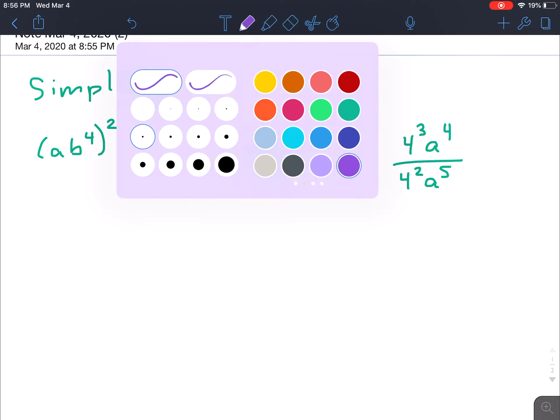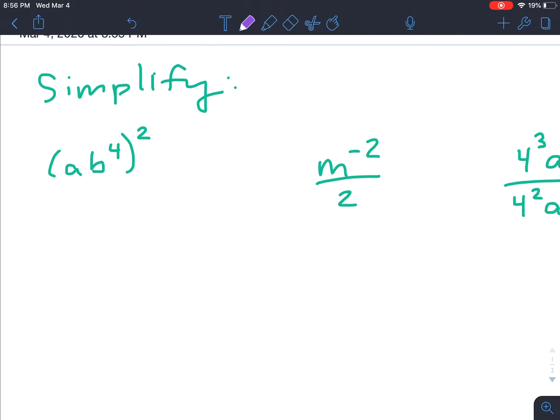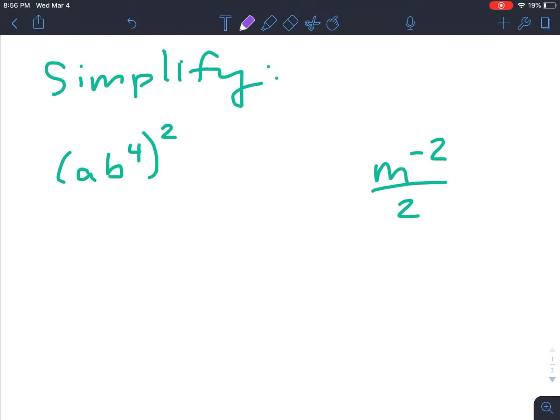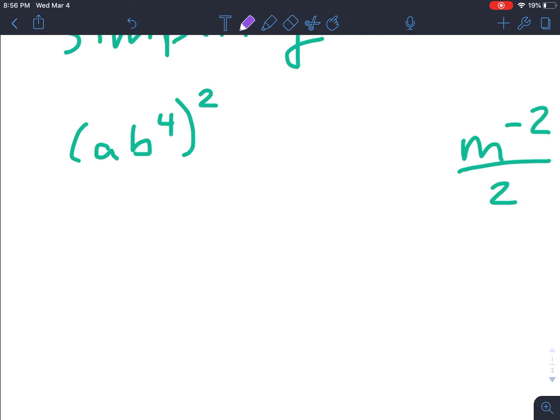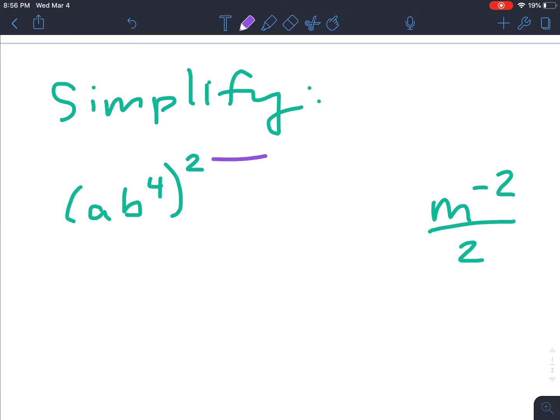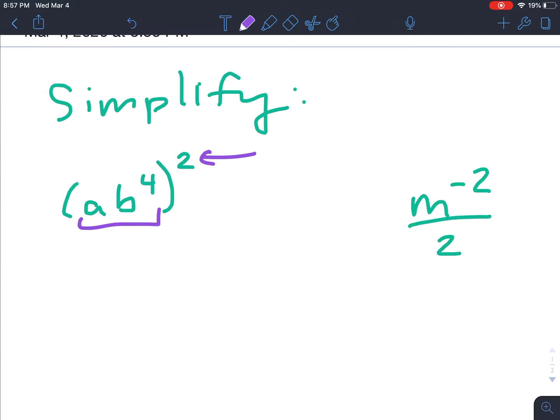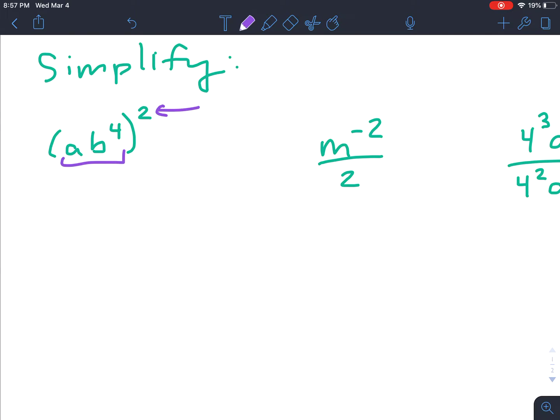Okay, so I'm going to show you how I would go about these problems. The first thing you need to do is figure out what skill am I testing. Okay, so on this first example, I have an exponent on the outside of 2. That tells me that everything inside the parentheses is multiplying by itself. So this is an example where we are going to expand it multiple times. I get ab to the 4th times ab to the 4th.